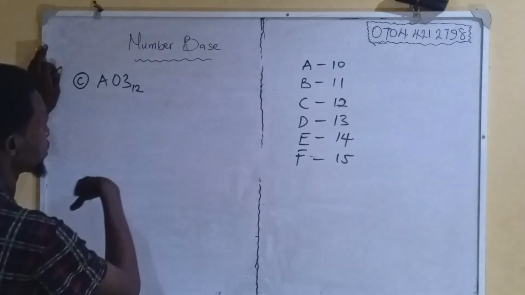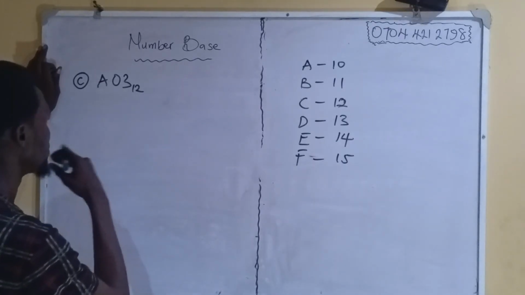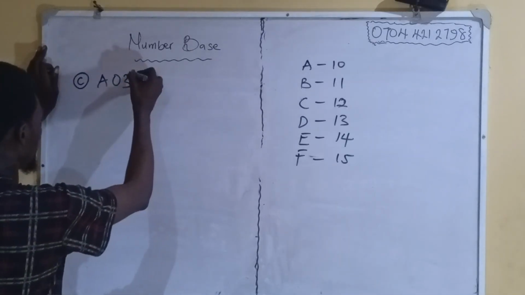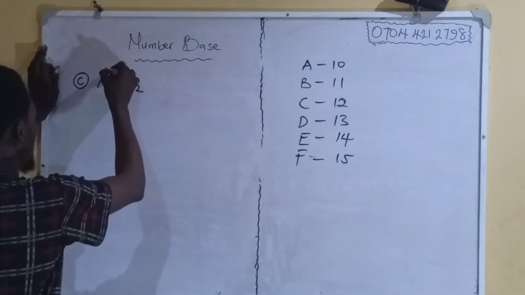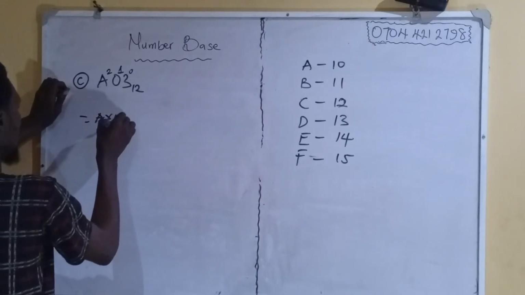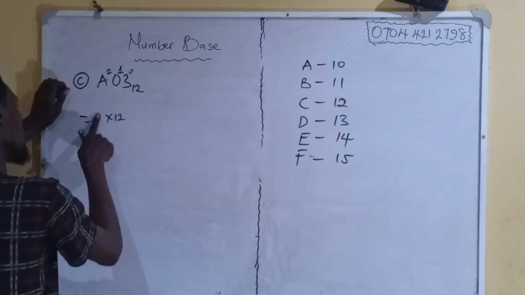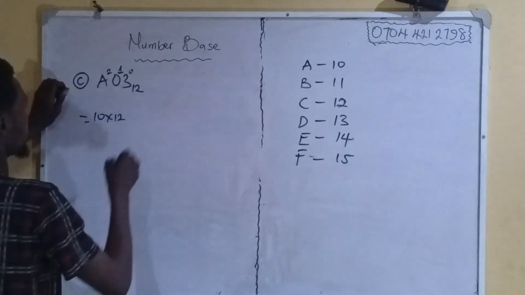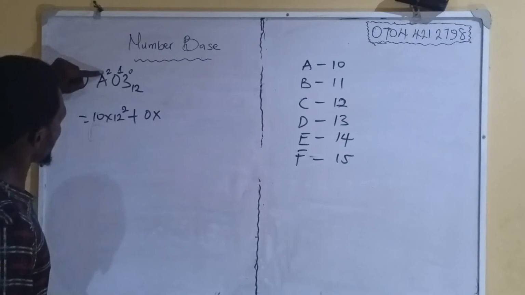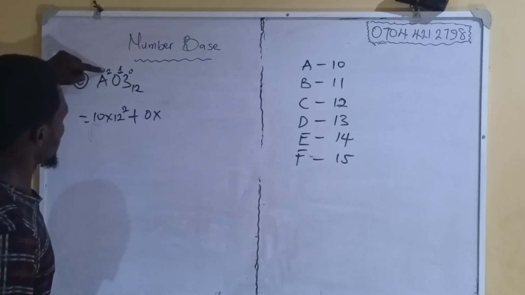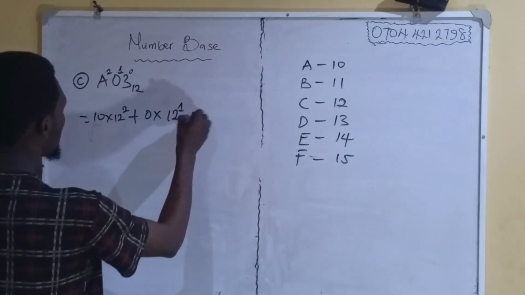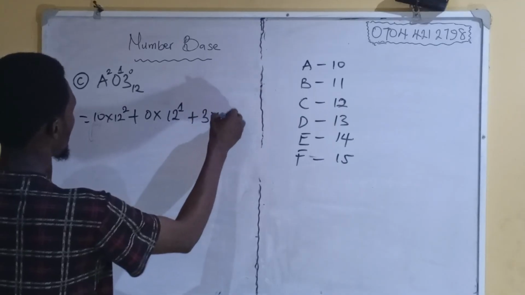So what you have to do is to identify the power of the base at each of the digits. So this is the unit digit, so you have 0, here you have 1, here you have 2. So you are going to say A times 12. Our A is not just A, it's 10. Then 0 times 12 raised to the power of 1, and plus 3 times 12 raised to the power of 0.